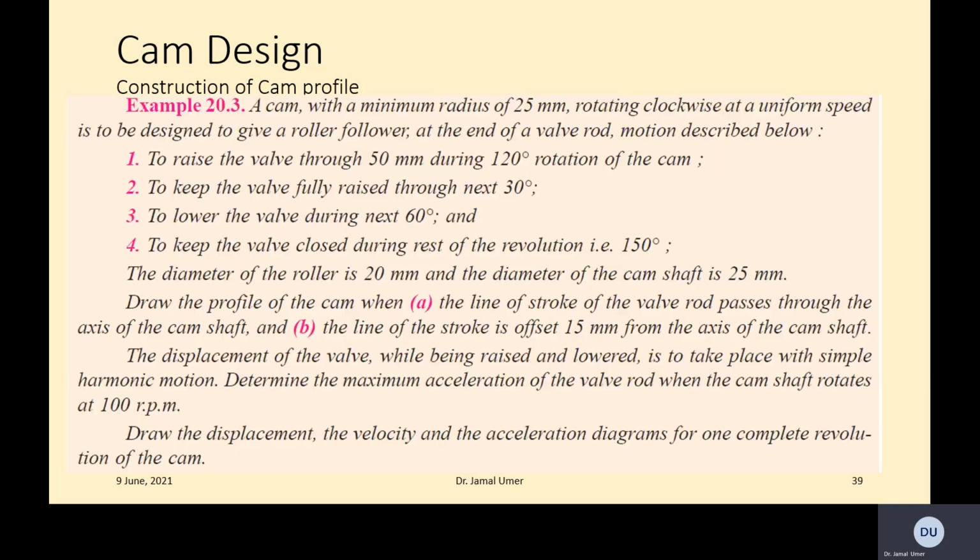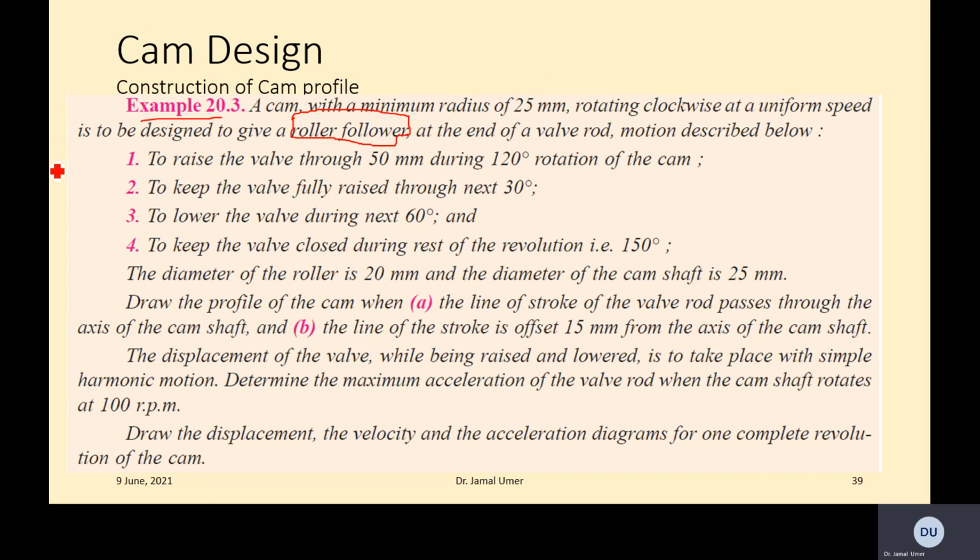All right, then we have another problem, 20.3. This problem is of a little different interest because you have a roller follower rather than a knife edge. Most of the steps are the same. The only issue is that the roller follower is a slightly different aspect, which I will go through. The other steps are quite similar.